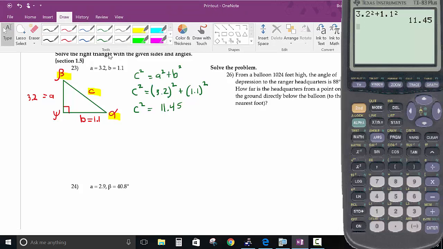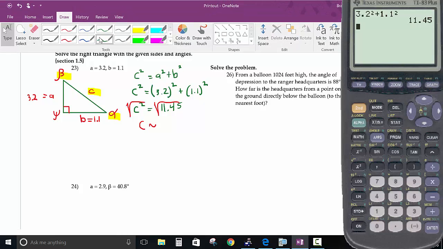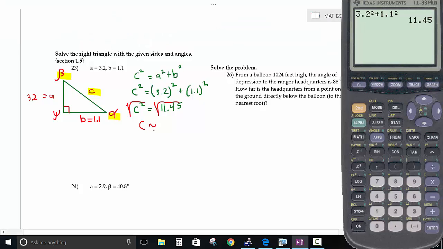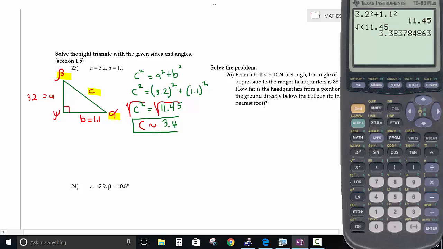Now what I want to do is take the square root of both sides. When we do that, we'll get approximately what the answer to C is, and that will give us our first answer of the problem. So we just go square root of 11.45, and that's going to give about, let's just round to one decimal, let's just say 3.4 is what that will be then.